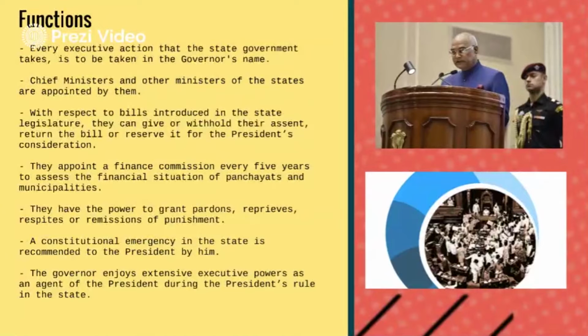They also have the power to grant pardons, reprieves, respites, or remissions of punishment. A constitutional emergency in the state is recommended to the president by them. And last but certainly not least, one of the most important powers that the governor enjoys is the extensive executive powers as an agent of the president during the president's rule in the state as per Article 356. Imposition of this article has been common practice in Indian states, particularly in ones headed by non-ruling parties. Such a practice has led to certain controversies regarding the power and office that the governor holds.